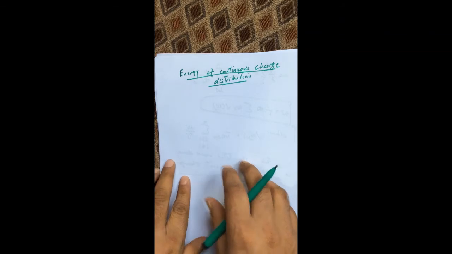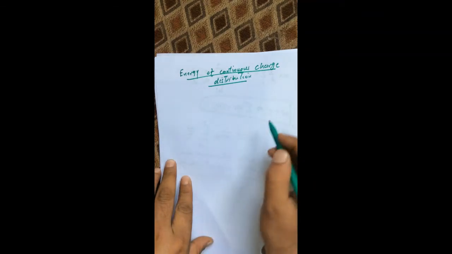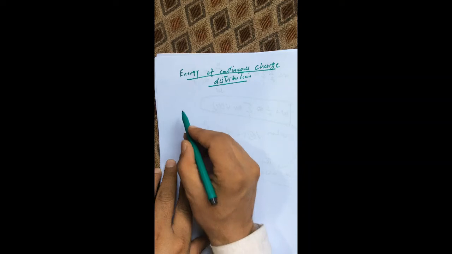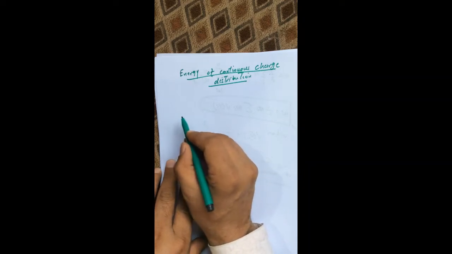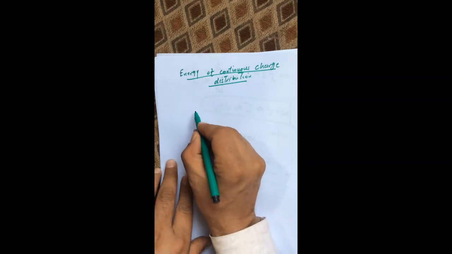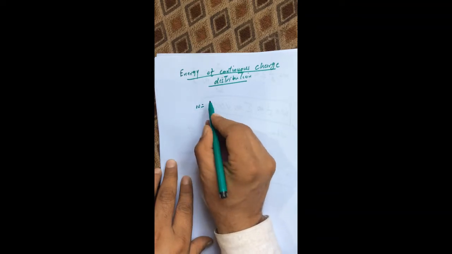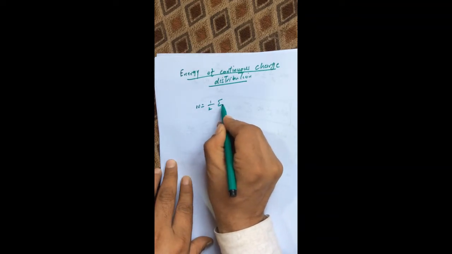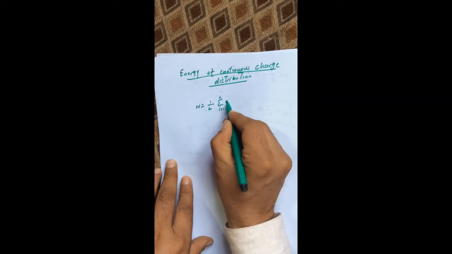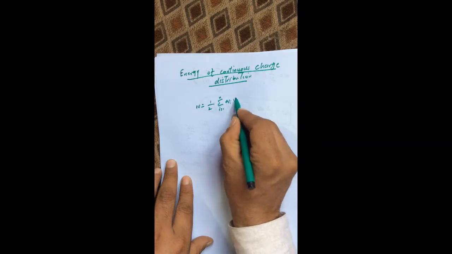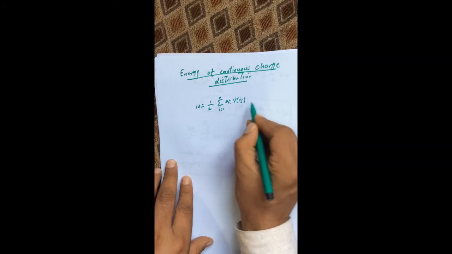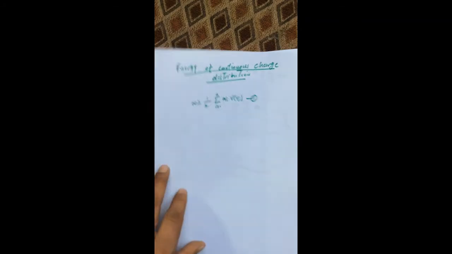Okay, next we have energy of continuous charge distribution. We already know that the work done in bringing point charges somewhere in a space, the energy stored in assembling those point charges, is given by this relation. W is equal to 1 over 2 sum over i from 1 up to n of Qi V of Ri. This is, let us say, equation 1.